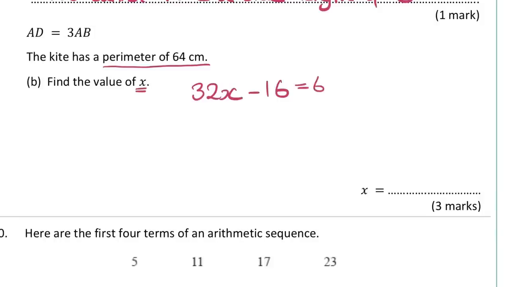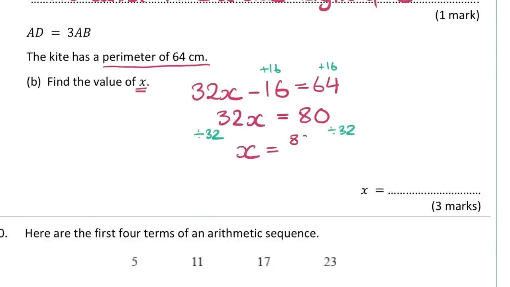Well, it equals 64. And now I need to solve this equation. To do that, we do the inverse. So we add 16 to both sides. Pretty much always going to get rid of that number first by doing the opposite. So 32x will be equal to 64 add 16 is 80. And then we've got to divide by 32, and that's not very nice at all. However, when we divide by 32 here, as we have done earlier in this paper, we can just write that as a fraction. X is equal to 80 over 32.